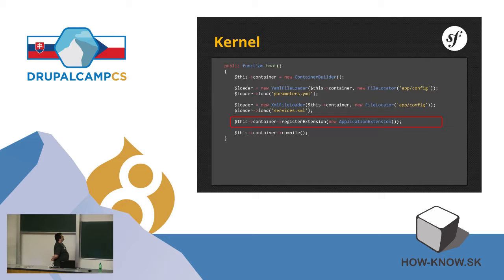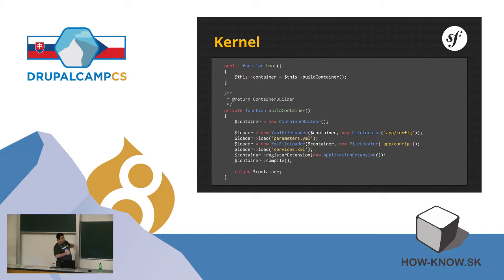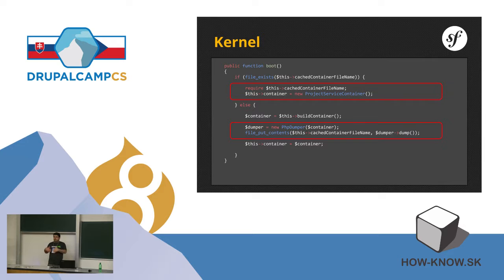We also had some application extension, which was modifying parameters on the fly, so we had to add a compiler pass. Then we refactored our code a little bit, so we put building a container into a method. It sounds unnecessary, but in the next step we wanted to use caching from the container. So in production, it doesn't have to rebuild everything.